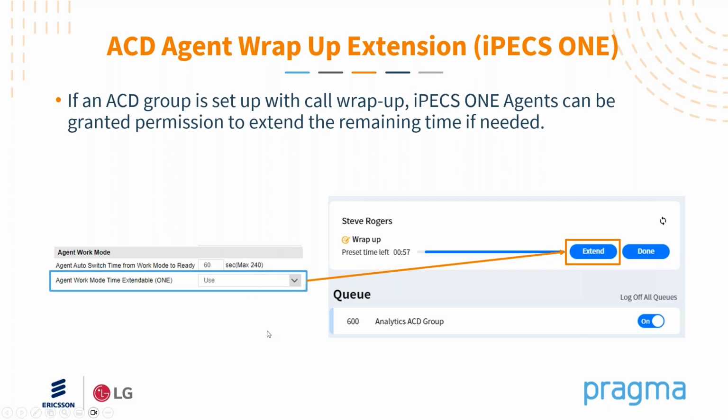An agent can press this as many times as they want. We don't have a limit on how many times, so they could keep extending it over and over again, which is why we've obviously got this option to turn this off if you didn't want to give agents that ability. And obviously we've got a done button on the right to end the wrap up entirely.